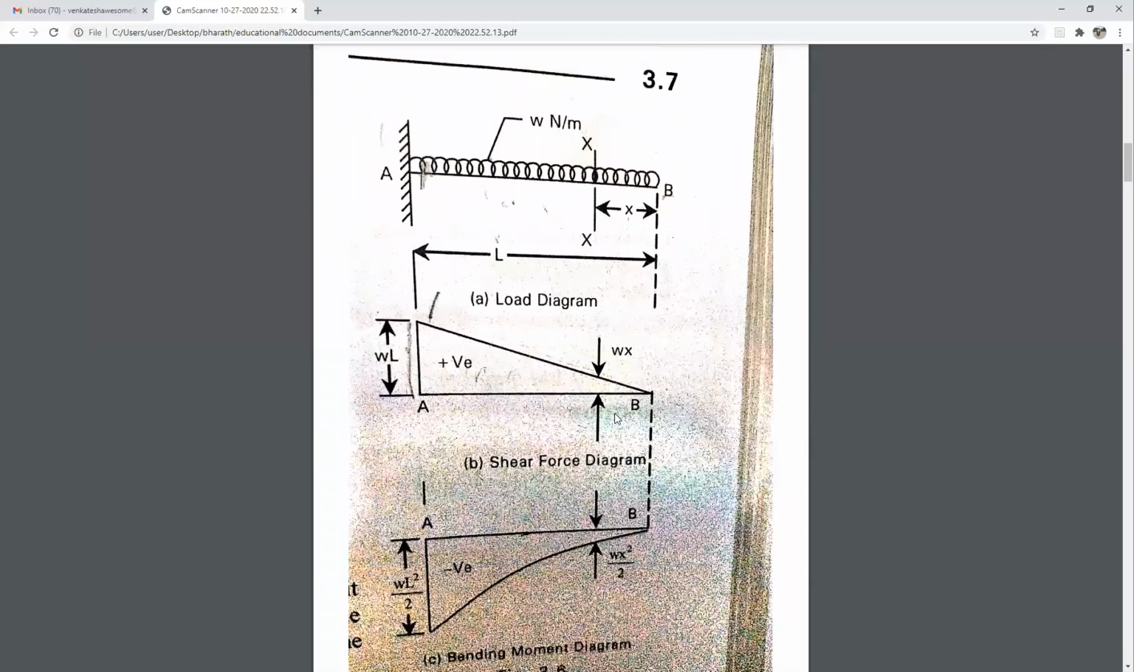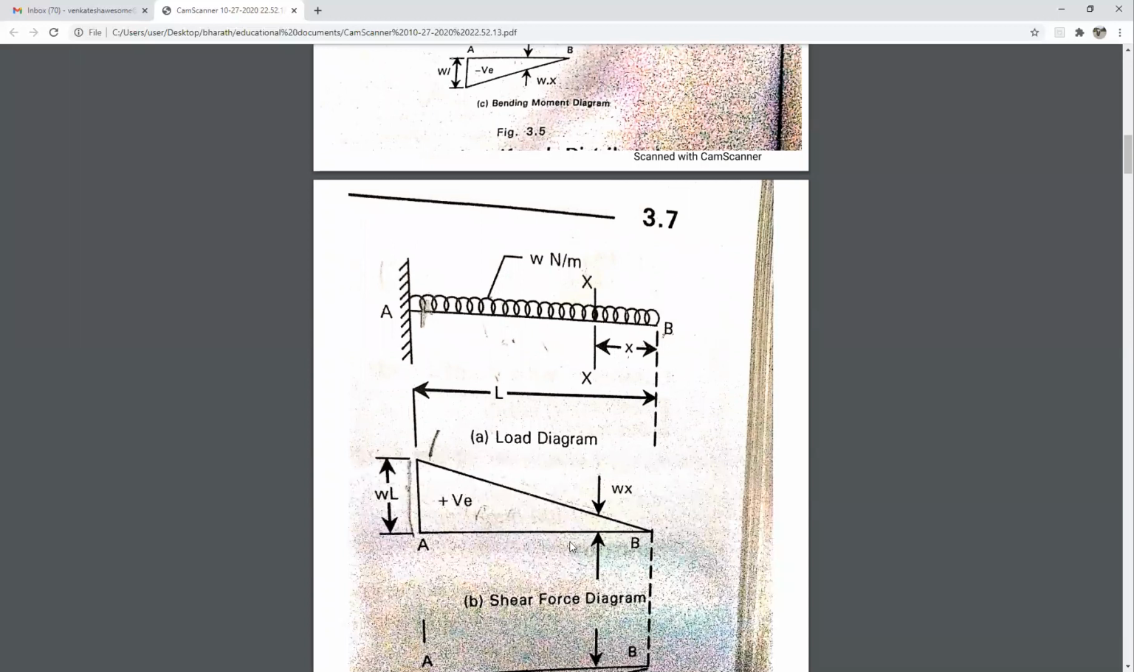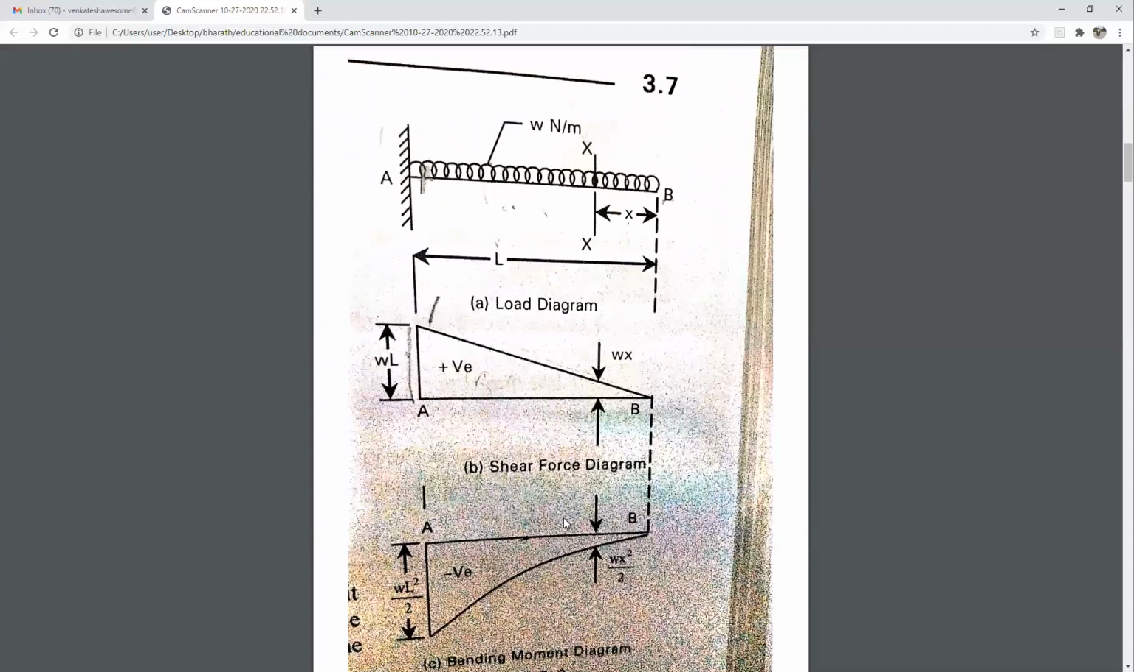What will happen if a UDL is there? In case of a point load, the SFD will be straight lines and the bending moment will be an inclined line. But in case of a UDL, the SFD will be an inclined line, and the bending moment will be a parabolic curve. This is a parabolic curve, not an inclined line.